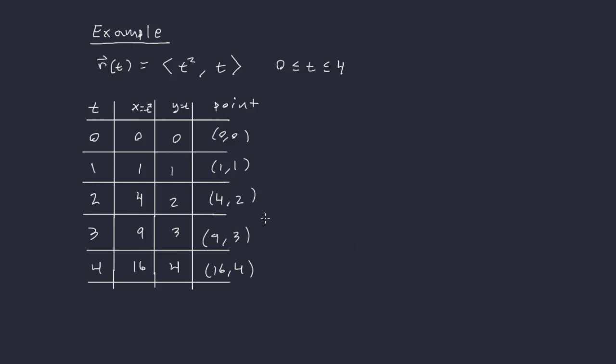Well, actually, I say it gives us the point, but really what it's spitting out is the vector. So it's actually the vector 0, 0, the vector 1, 1, the vector 4, 2, the vector 9, 3, and the vector 16, 4. Well, okay, what does this look like on the graph? Let's take a look at a graph.